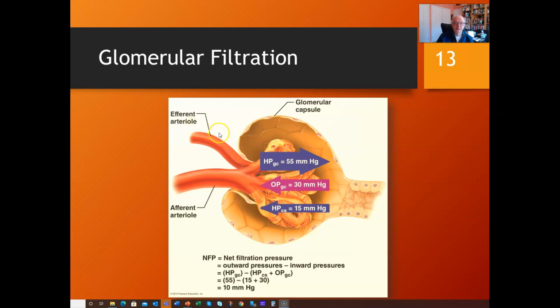Okay, so this is another set of figures. The important thing that you know is that your 55 is pushing out, and here you've got 45 pushing back in, which means you've got a net pressure of 10 pushing out. Okay, but you may have to perform that calculation. As long as this number wins, you're producing urine. Oh, potentially urine. You're producing filtrate anyway.